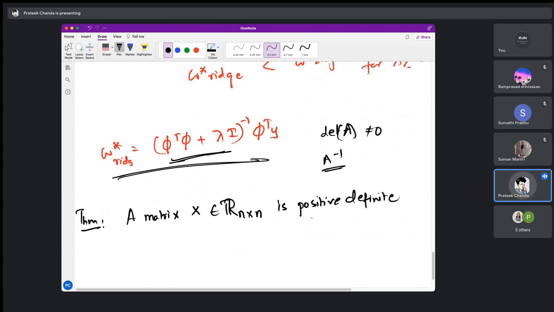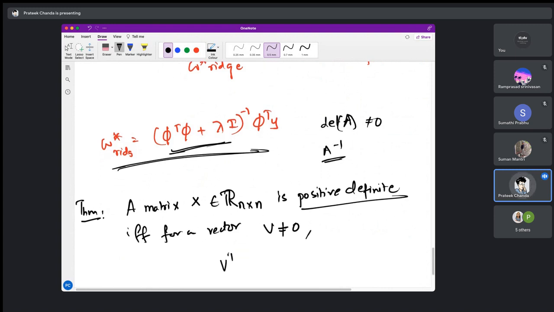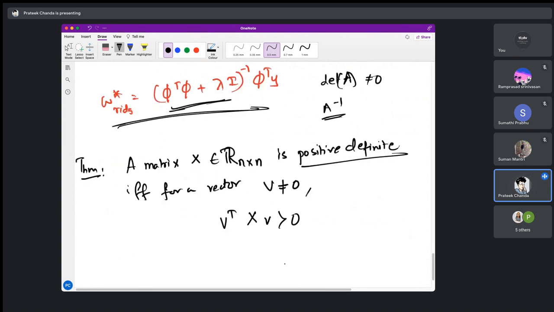So we are introducing a new term here, which is positive definite. We will define that if and only if, for a vector v which is not equal to 0, I have v transpose x v greater than or equal to 0. If I satisfy this condition, then x is positive definite.